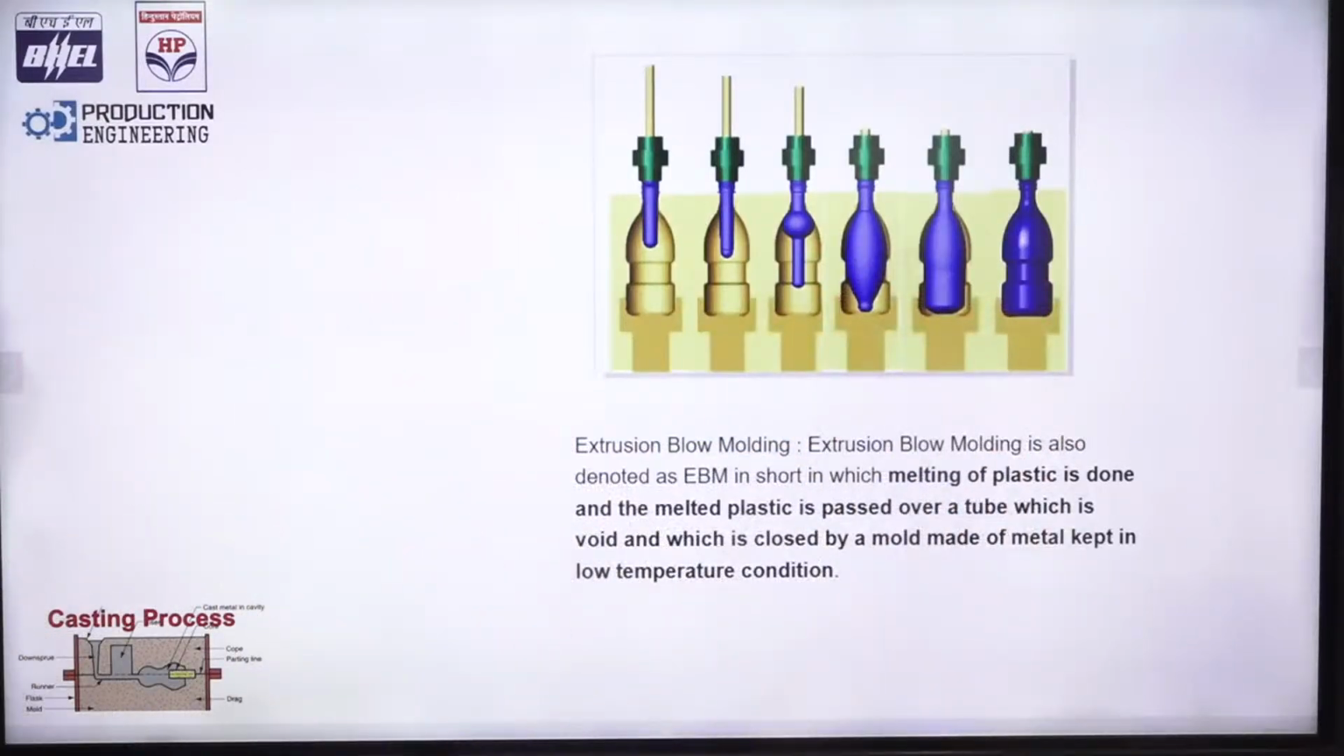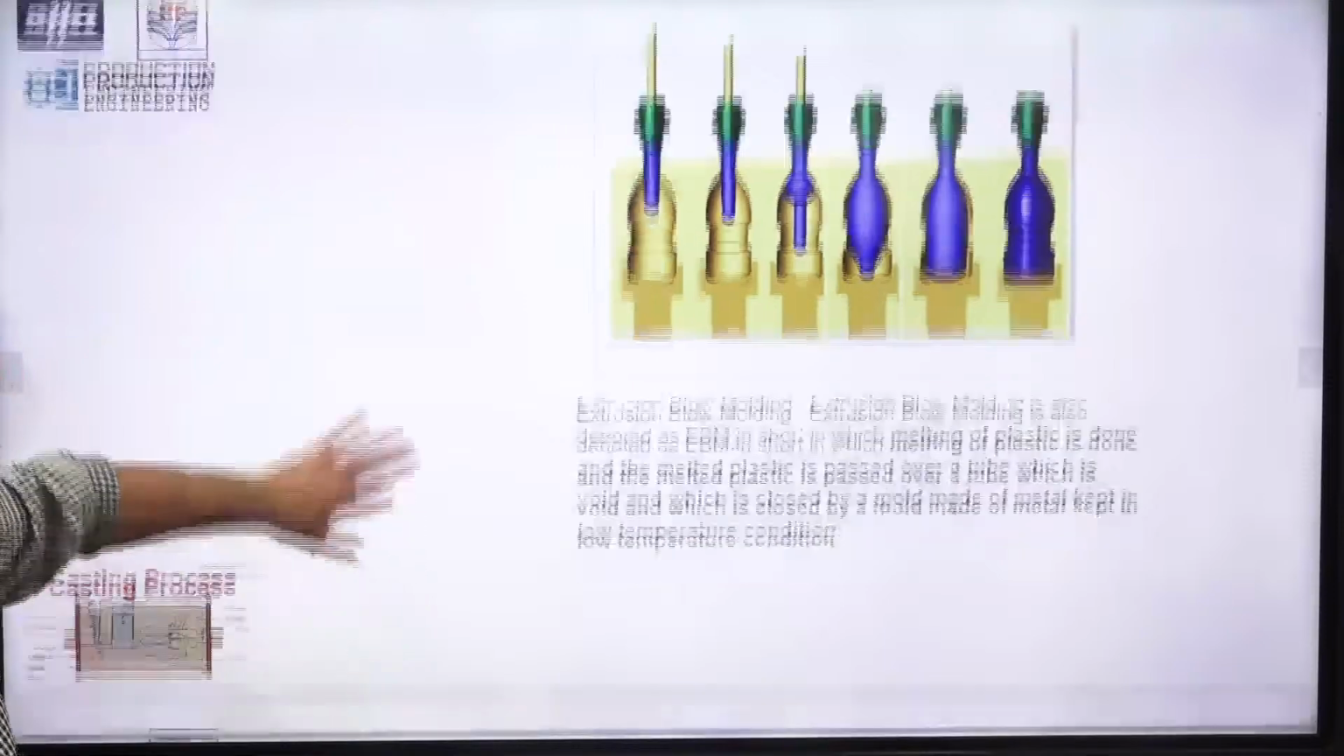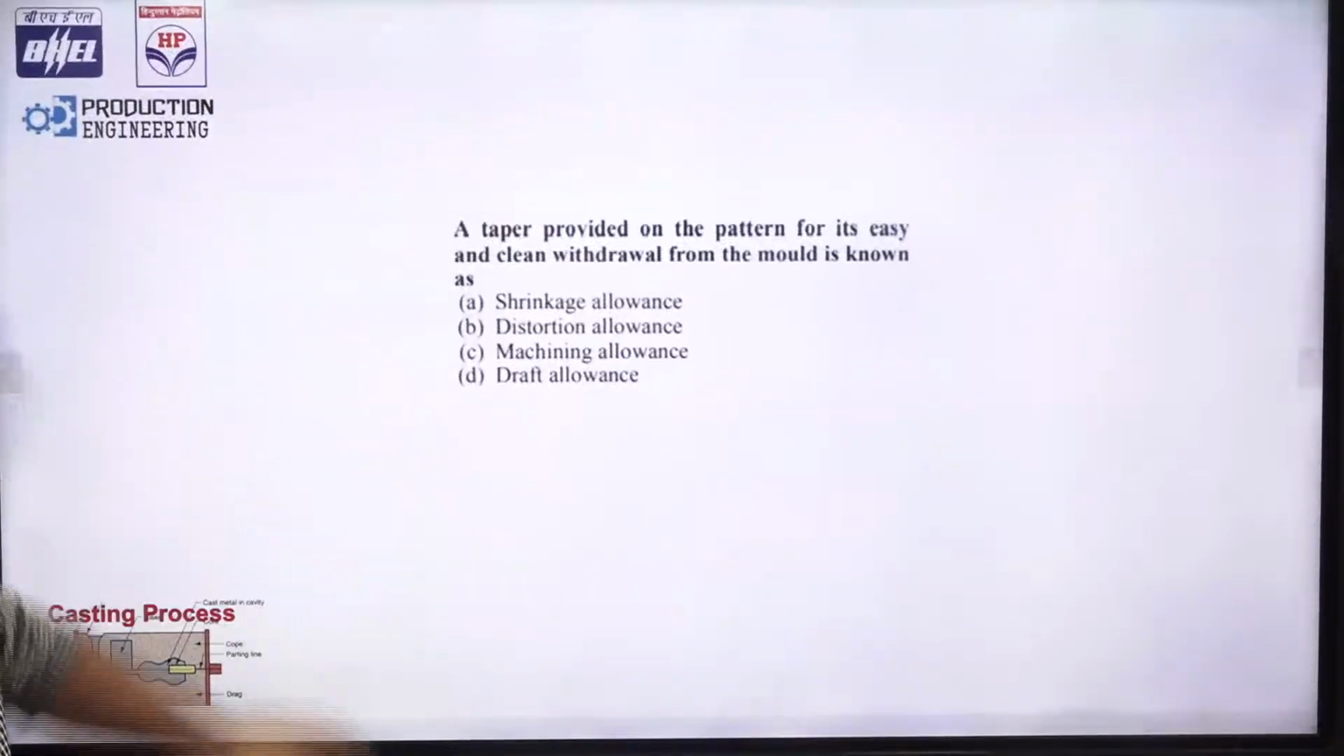It is thin in size, and this is how you get it, and it is hollow from inside. So this is the blow molding process. Plastic bottles are made through blow molding processes.